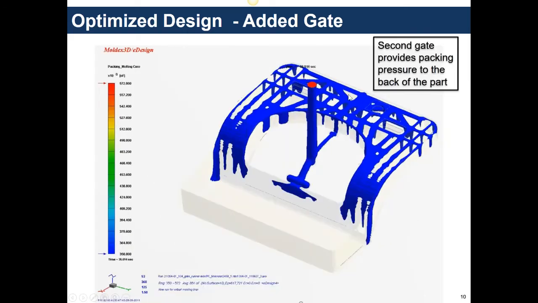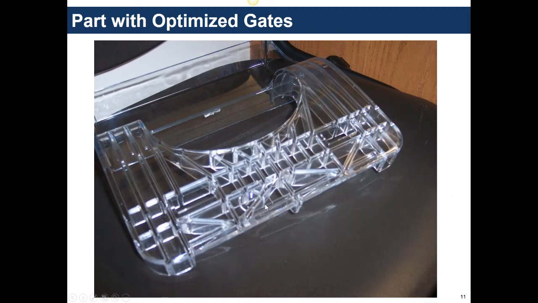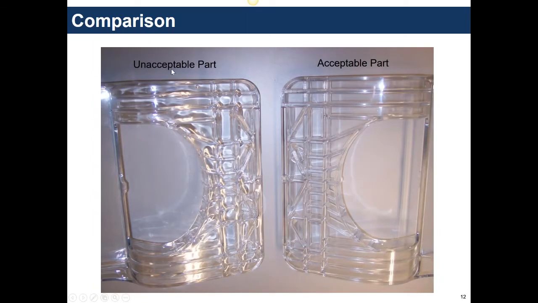Okay, you can see here again is an image showing the connection is still there. The rest of the part is receiving packing pressure. And now this is the part they got when they ran with the optimized design. You can see it's much better. Here's a before and after: here's the unacceptable part, and here's the acceptable part.